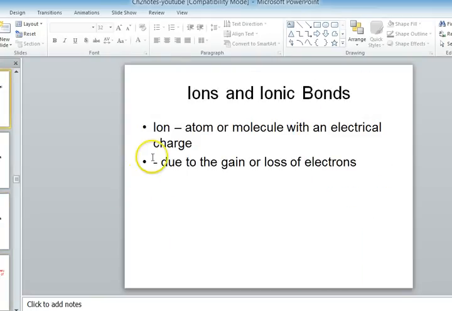Okay, so let's go on down and look at ions and ionic bonds. Now an ion, tell you what, let's stop this one right here, and we'll pick up with ions and ionic bonds in another YouTube. Okay.